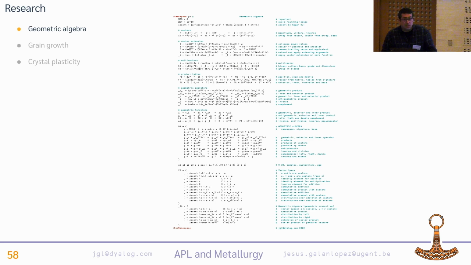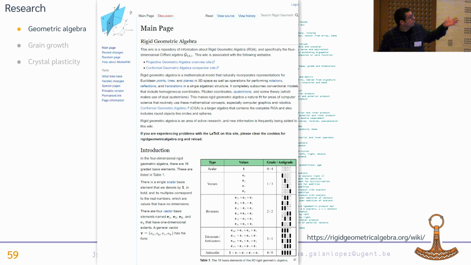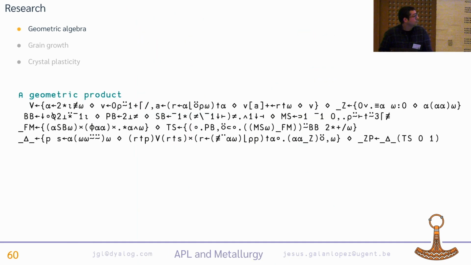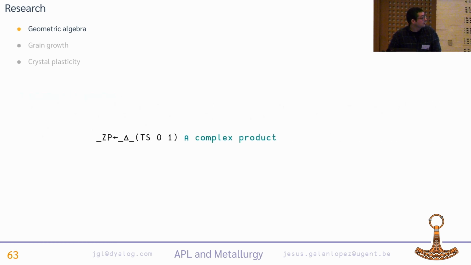I put this in research because what I'm basing this on is actually some research material. It's still not very well established yet. And I think it's also interesting from the APL point of view. I'm going to show an example. This is my geometric product function or operator. I won't get into the code, but I'm going to show an example with complex numbers.